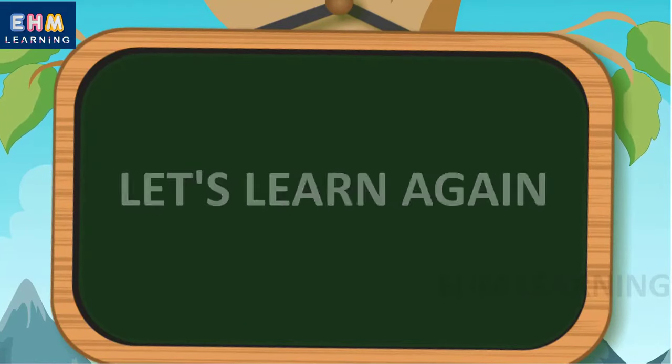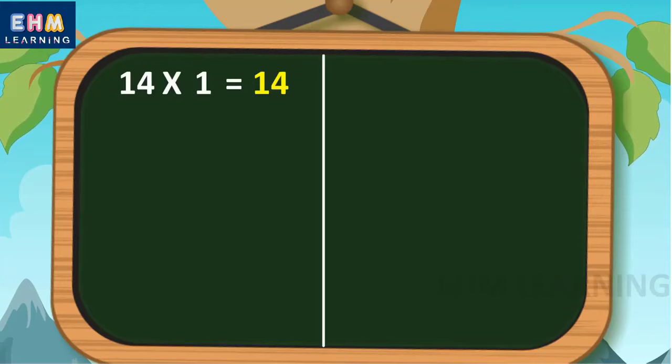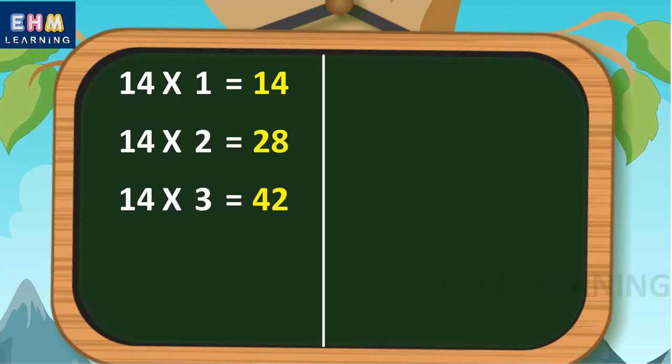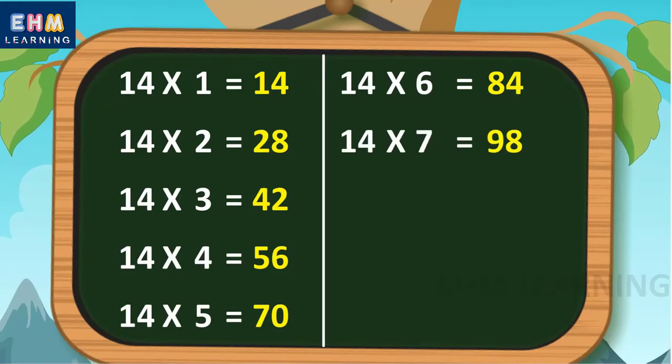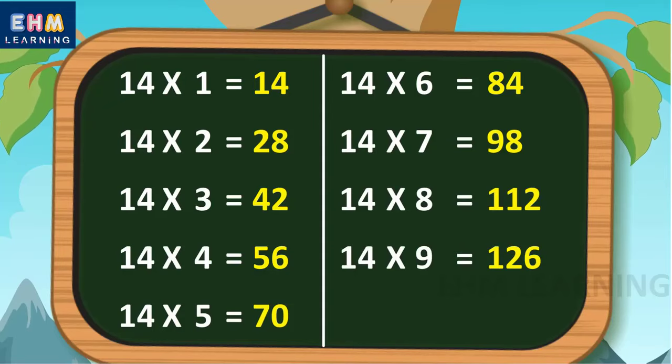Let's learn again. 14 ones are 14, 14 twos are 28, 14 threes are 42, 14 fours are 56, 14 fives are 70, 14 sixes are 84, 14 sevens are 98, 14 eights are 112, 14 nines are 126, 14 tens are 140.